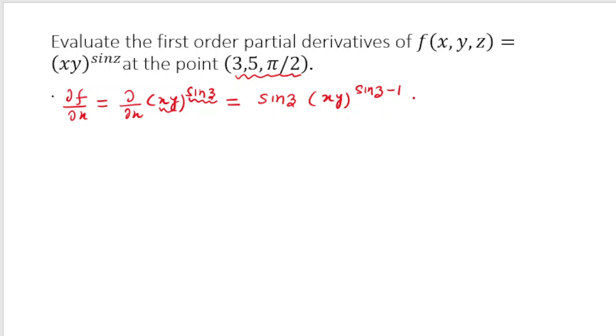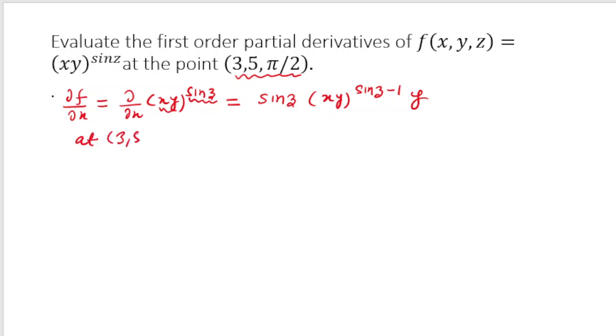So if I differentiate xy with respect to x, this y is constant and del x by del x is equal to 1. So this is what I will get. I will suggest you to pause the video and think about it, whether you got this point or not. And they have given us the point 3 comma 5 comma pi by 2.